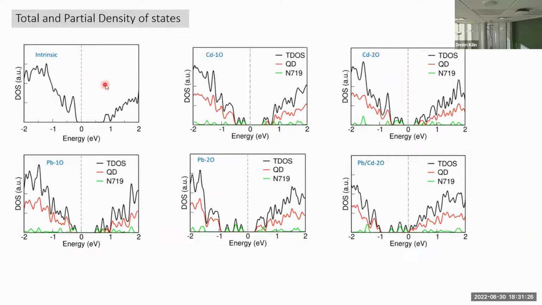Let's see the total and partial density of states. I plotted the projected density of states for the QD as a whole and the dye as a whole. This black curve is the total density of states. In this case, we see that the HOMO and LUMO are mainly contributed from the dye molecule, except in the case of lead 2O and the cadmium 2O interface, where the LUMO is mainly contributed from the quantum dot.